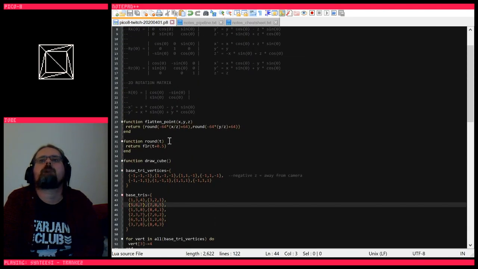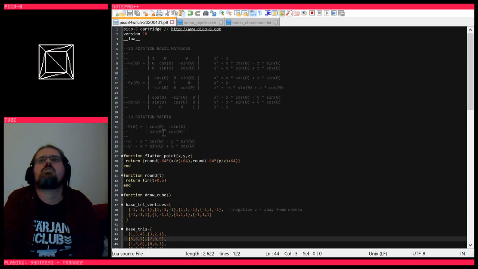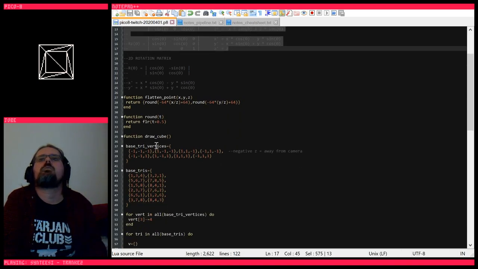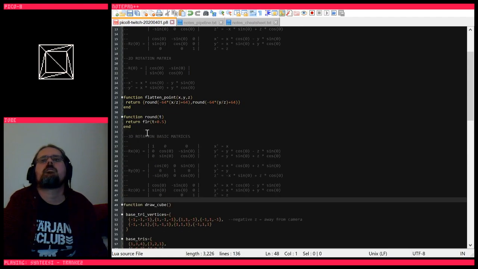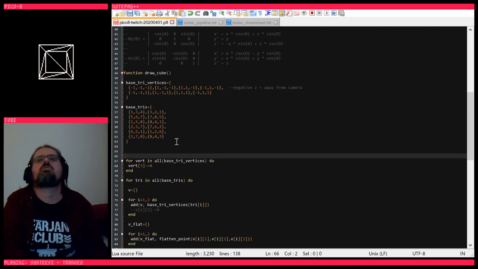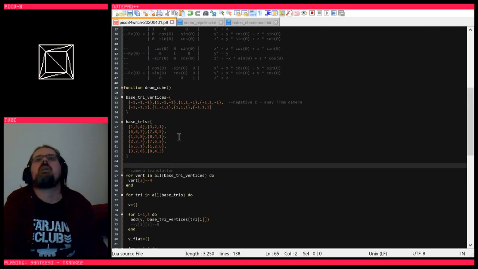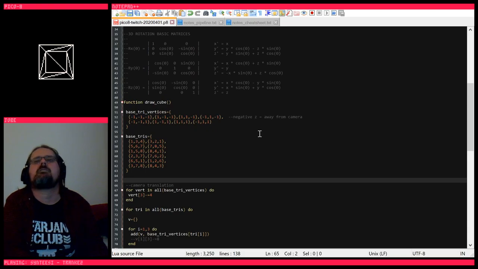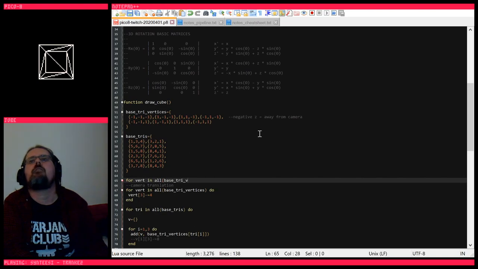We can, I guess, also rotate it. So let's take this rotation matrix here. Let's copy it so we can have it for reference. So before that, camera translation will rotate it around the y-axis. So for all base try vertices we do.